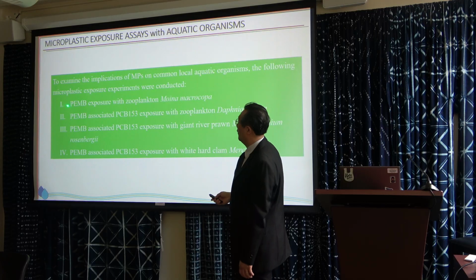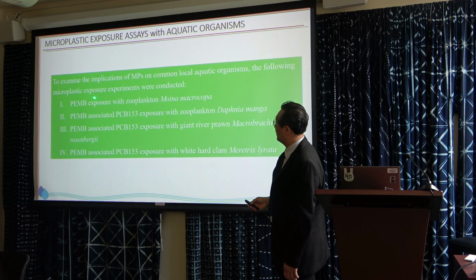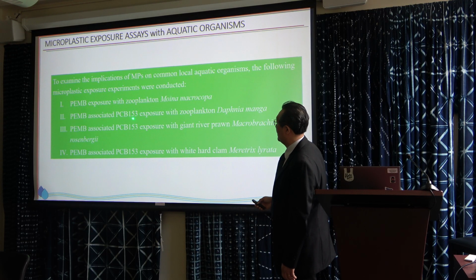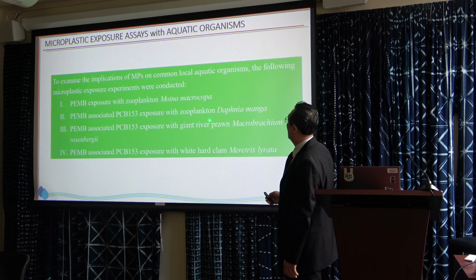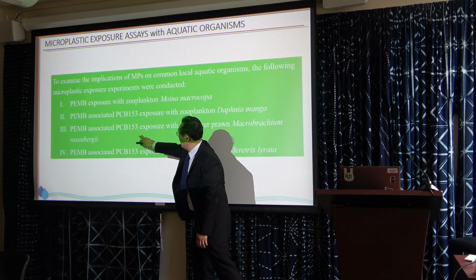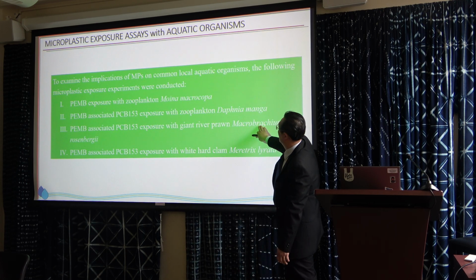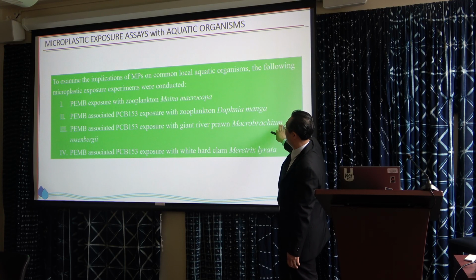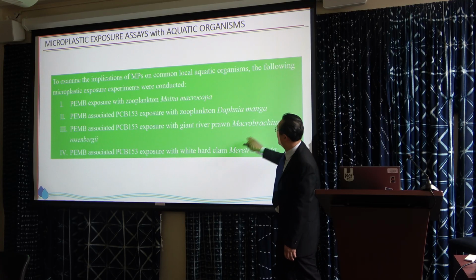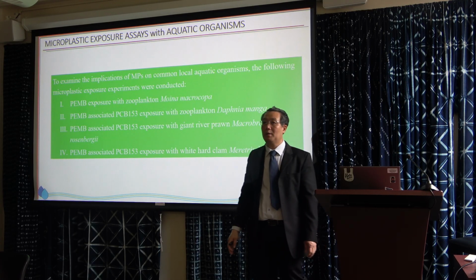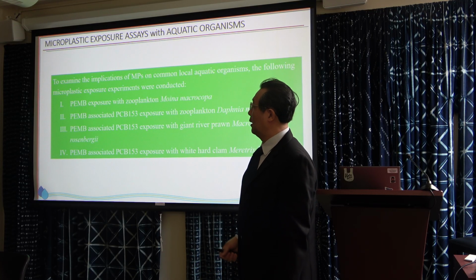And I did in total 4 sets of experiments. The first one, I exposed very small polyethylene microplastic to the zooplankton Moina micrura. The second one, I did the experiment with microplastic associated with PCB 153, one type of toxic persistent organic pollutant, with the zooplankton Daphnia magna. And then similarly, we exposed the microplastic to the giant river prawn, Macrobrachium rosenbergii. And the last experiment I did was the exposure of microplastic to the hard clam, and both of these organisms are very popular in my country, in the river system where I did my study.